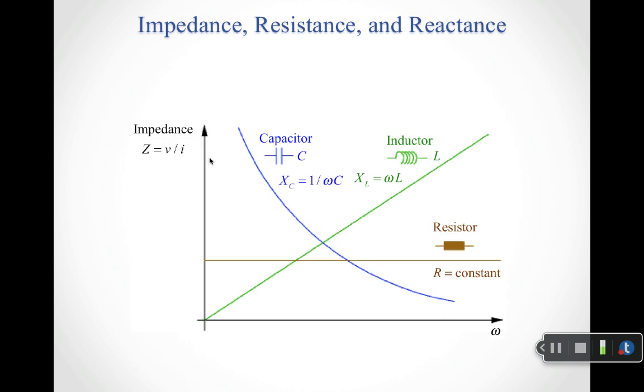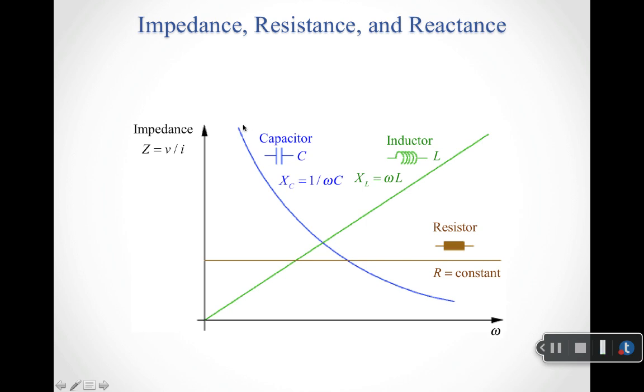So if we think about the way this plots out, here's our impedance term, and again we're just talking about the impedance across either a capacitor, that's going to be this blue line, across an inductor, that's going to be this green line, or across a resistor, that's going to be this brown line. The first thing to notice is, across a resistor, it doesn't depend on frequency, it's just constant. But the inductive reactance and the capacitive reactance do depend.